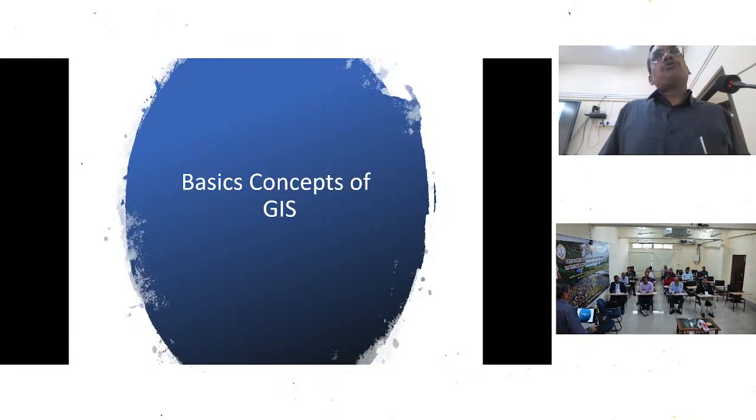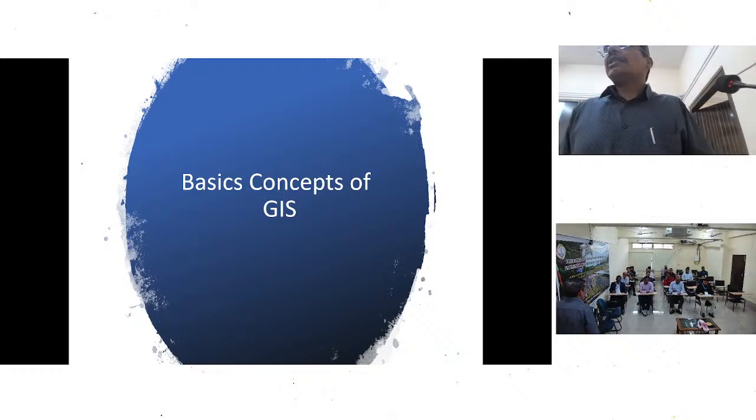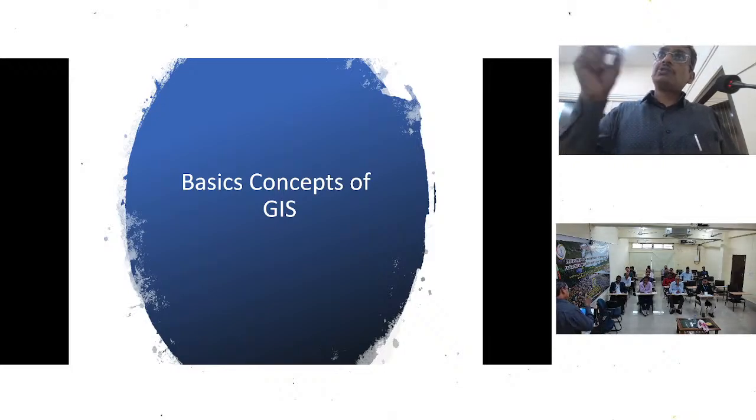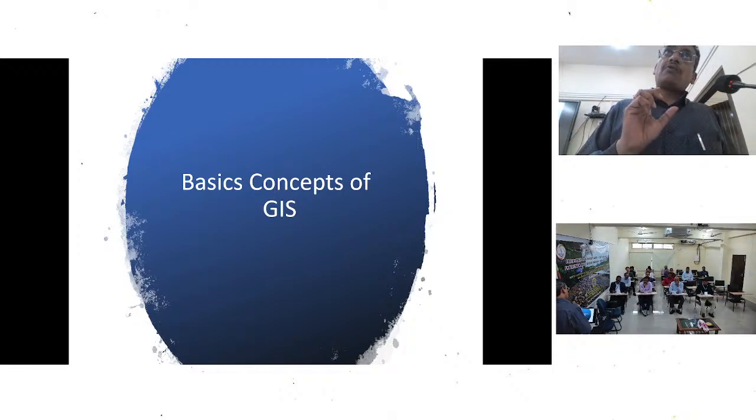So let us come to GIS first. GIS stands for, as you all know, Geographical Information Systems. You must have heard about MIS, Management Information System. It is basically an information system. GIS is not a software. Software is one component of GIS. GIS software, when we talk of ArcGIS or QGIS, is just a component.